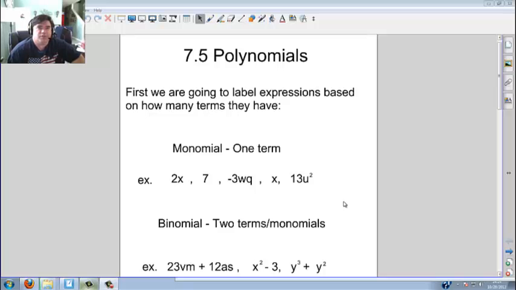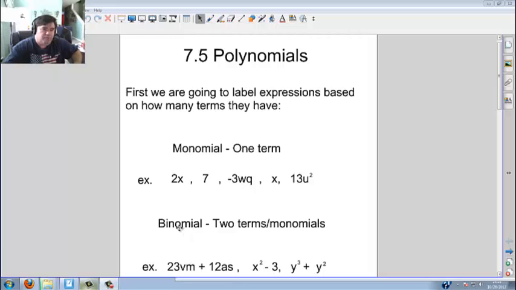Now, first, we are going to label expressions based on how many terms you have. For instance, if you have a monomial, well, they're all going to be either Greek or Latin, but mono means one, so one term. An example, you have 2x. Even though 2 and x are two separate things, when they're times together it just means 2x, so that's one term. Or a singular 7, or a negative 3wq, because all that together equals one value. x is one value. 13u squared is one value.